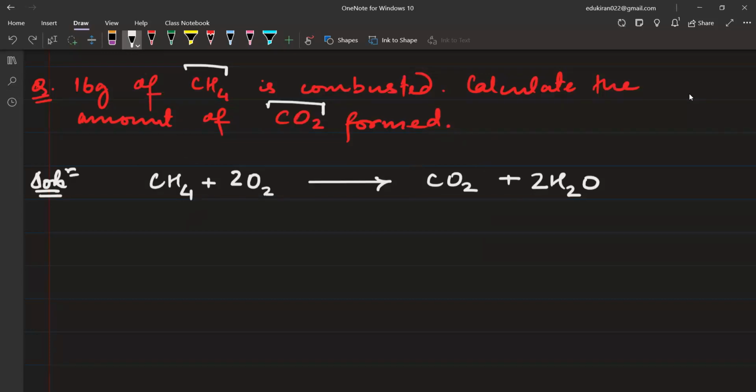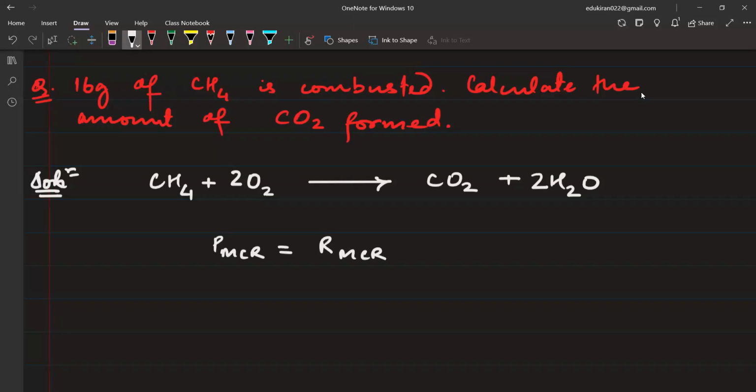Now tell me, what type of question is this? Is it asking you to calculate the amount of product or reactant? Product, sir. And have they given the amount of one reactant or more than one? One reactant, sir. One reactant, right? So what we will do, tell me: product MCR is equal to reactant MCR.